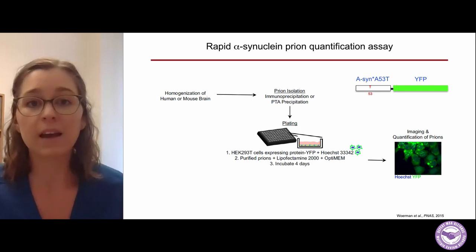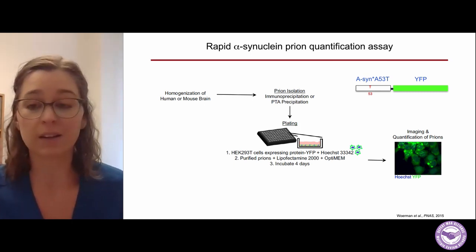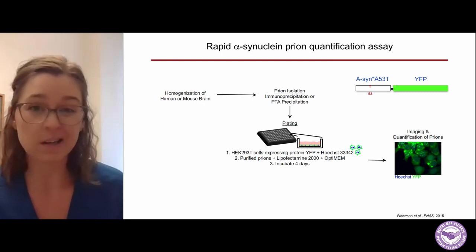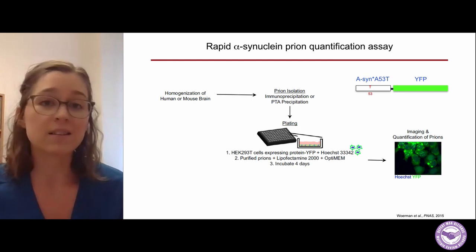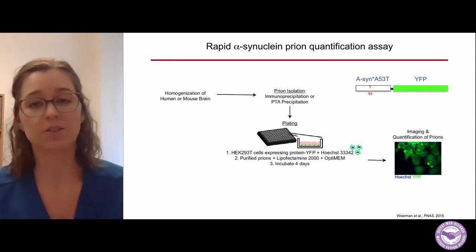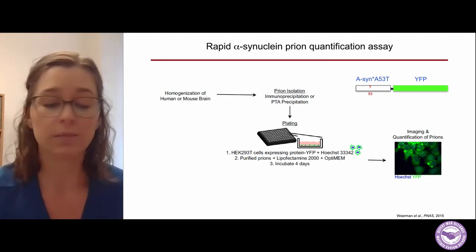And what we get at the end of that assay is a picture that looks like this down in the right-hand corner, where we see these fluorescent puncta, which are the aggregates of misfolded α-synuclein. And this is our readout that suggests that there's infection from any sample that we started with.